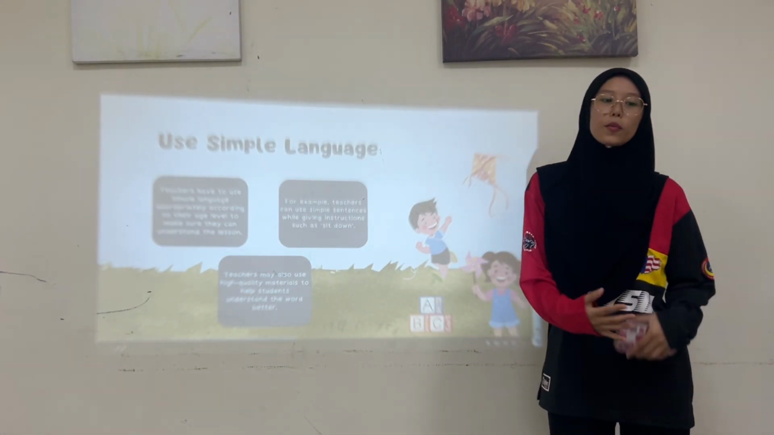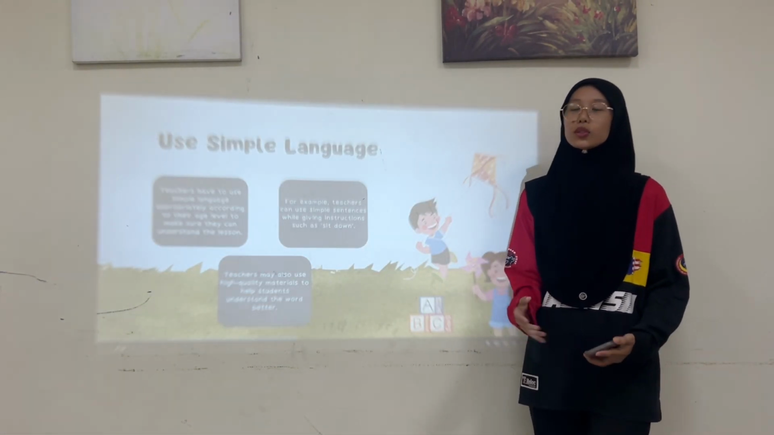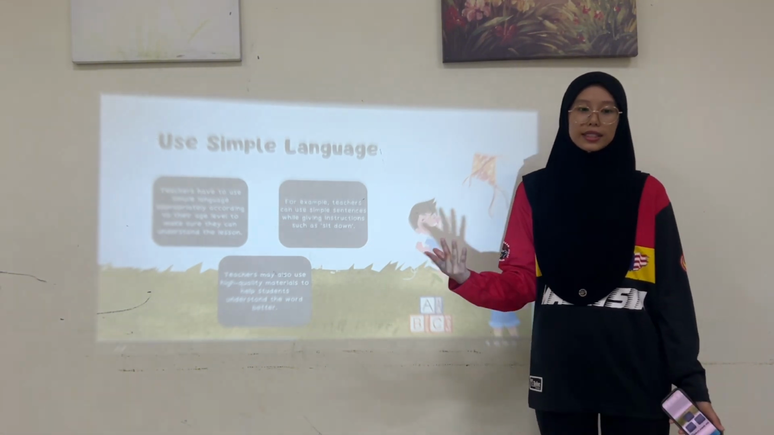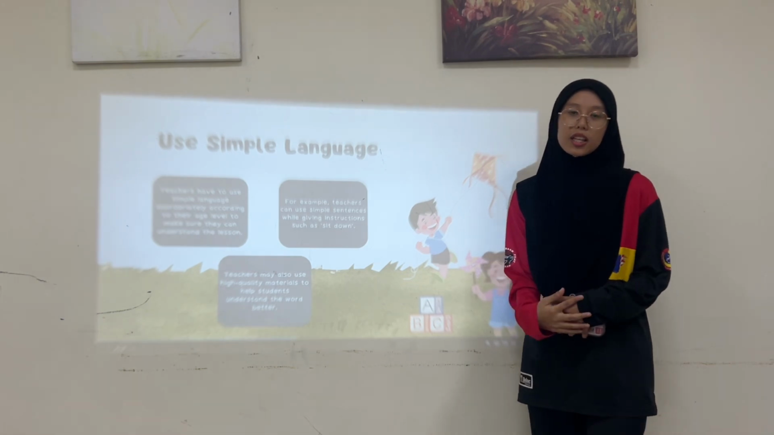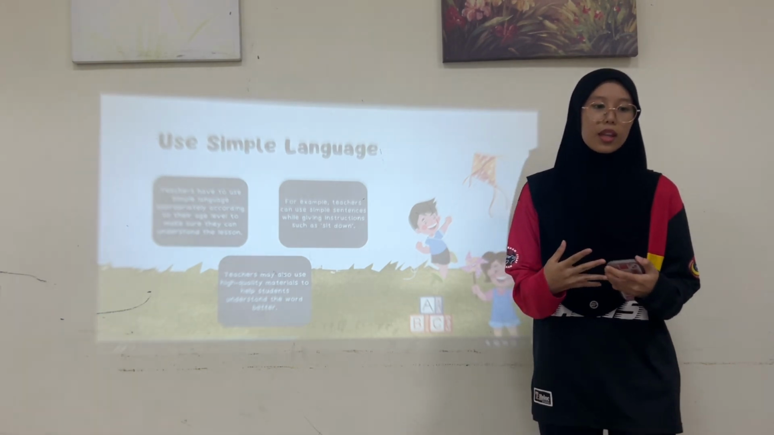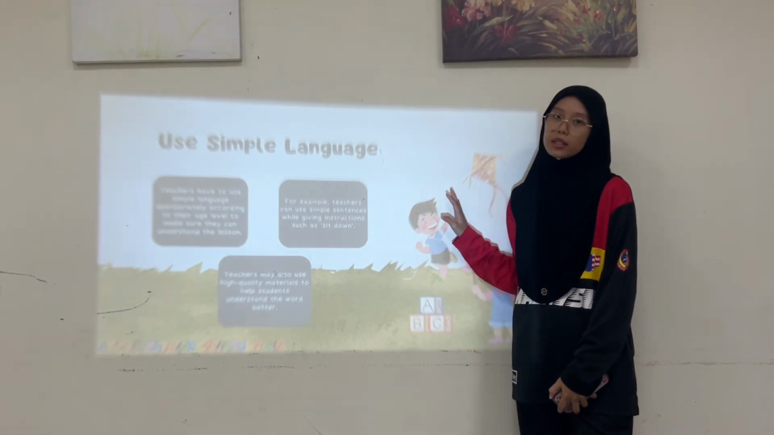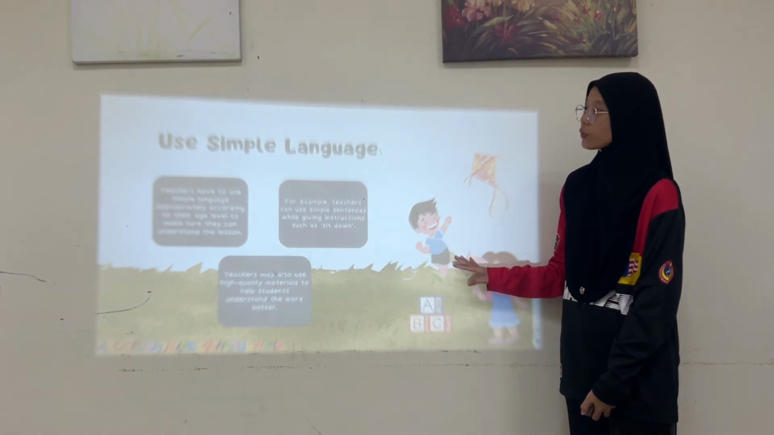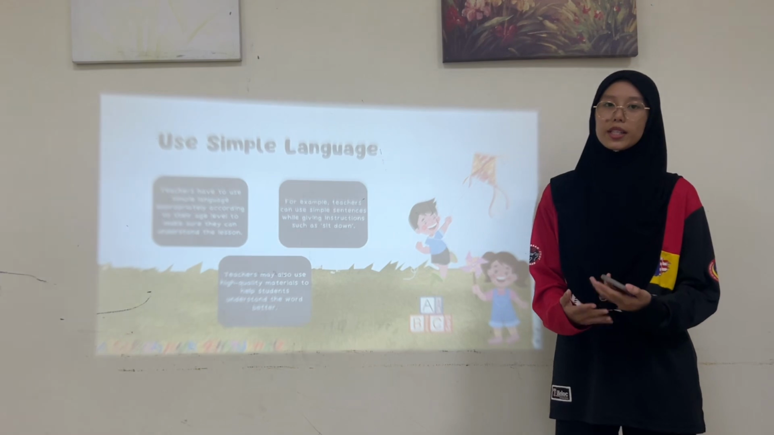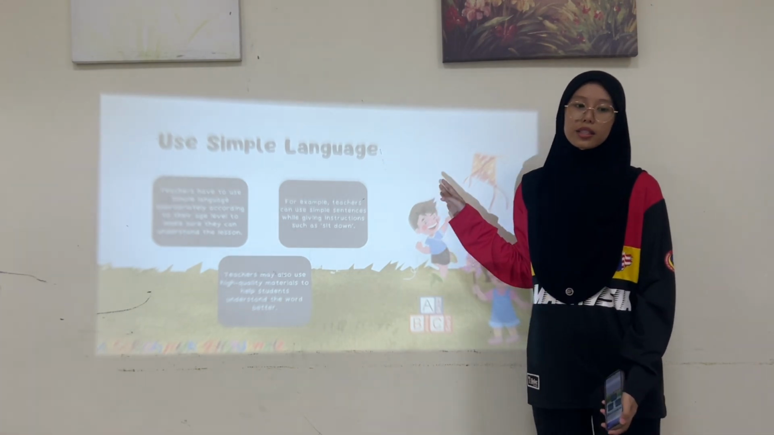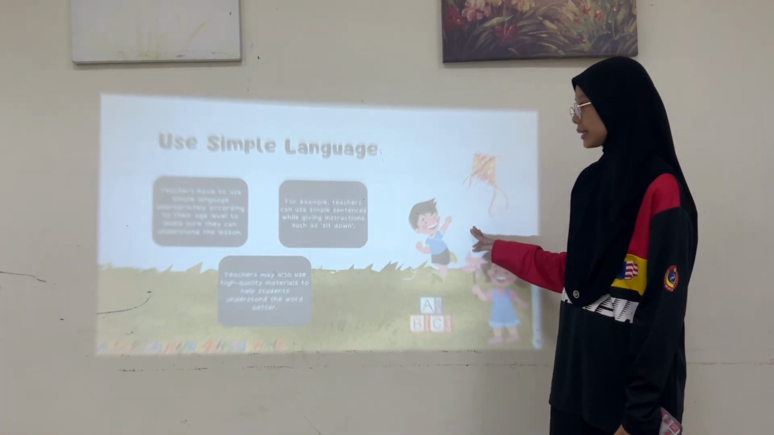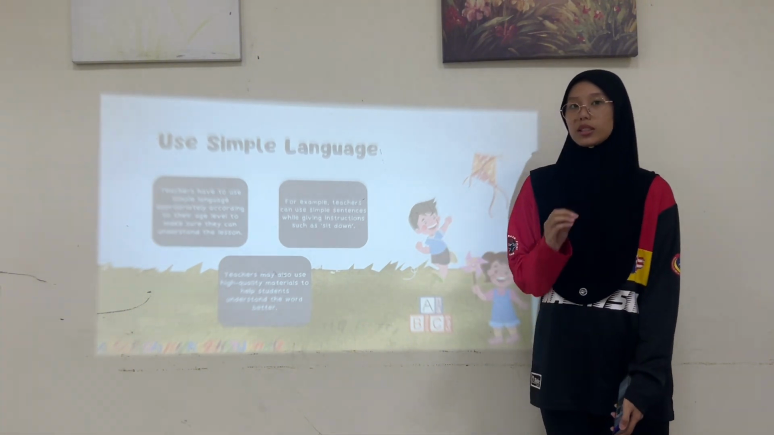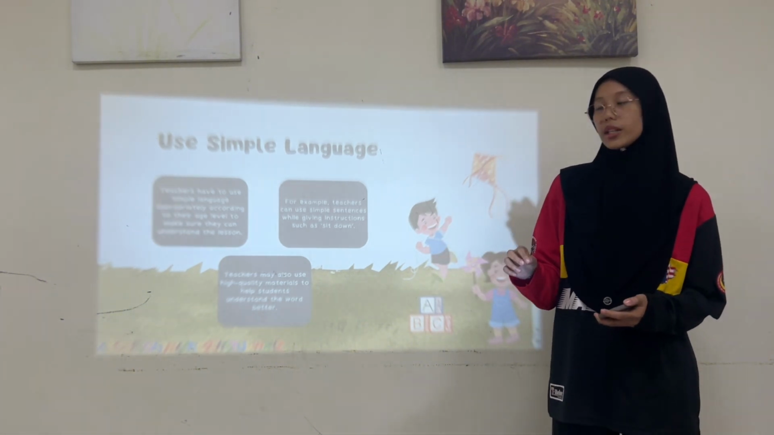Moreover, while communicating with young learners, teachers have to use simple language. This is because young learners cannot understand complex words. In this case, young learners won't be able to understand what the teachers are talking about. So, teachers have to use simple language appropriately according to their age level to make sure they can understand the lessons. For example, teachers can use simple sentences while giving instructions, such as "sit down."